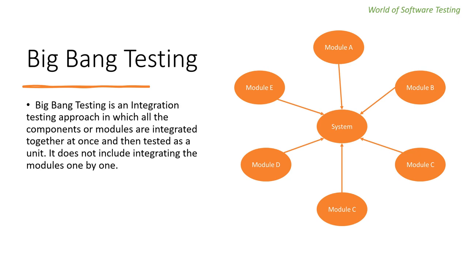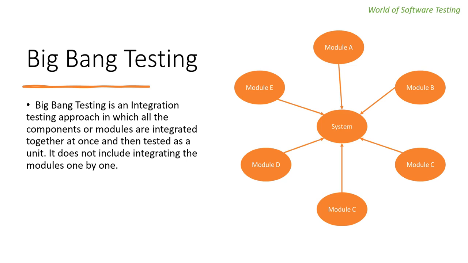So first let's discuss Big Bang testing. Big Bang testing is an integration testing approach in which all the components or modules are integrated together at once and then tested as a unit. You can see in the diagram the modules A, B, C, D, E. These are integrated together and then tested as a unit. It does not include integrating the modules one by one. One by one integration is not allowed in Big Bang testing. We need to combine all the modules together and then test it as a unit.